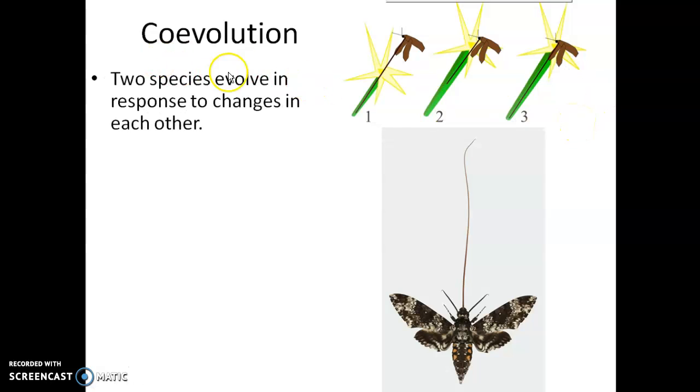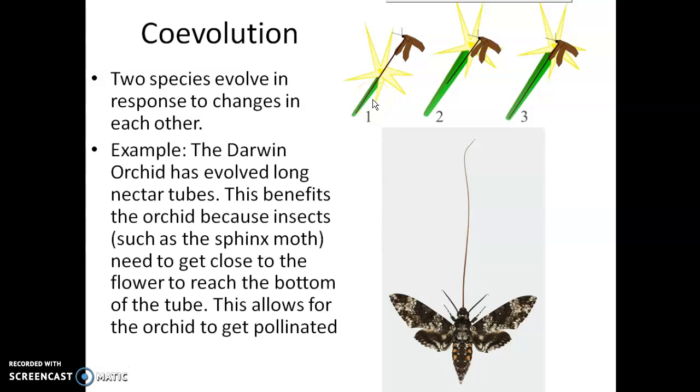And then this word coevolution, this is when we have two species evolving in response to changes in each other. So basically, this is seen when one species adapts, a lot of times another species will have to adapt as well. So here's an example for you. The Darwin orchid has evolved long nectar tubes. So Darwin has his own flower. He's got his own volcano. What does he not have? I don't know.